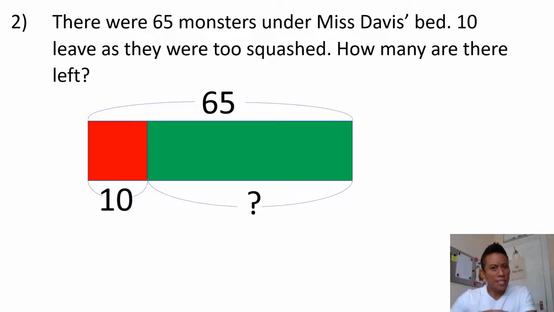Alright, so hopefully that's exposed what you're going to be doing. Write your number sentence out, give it a go, and see if you can work that out. Okay, here we are. Have a go.